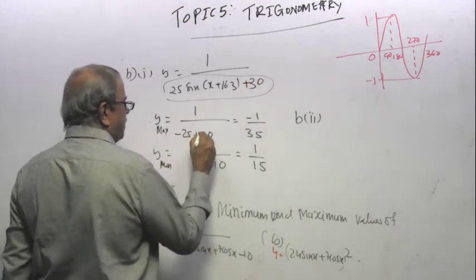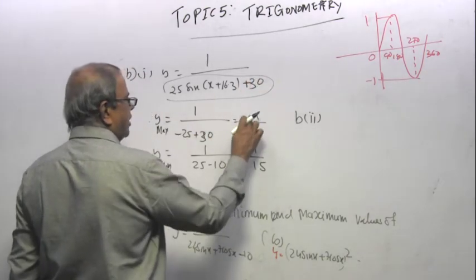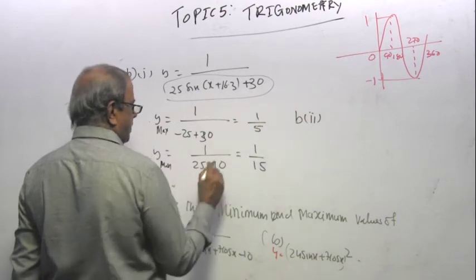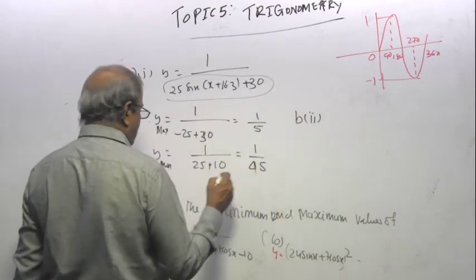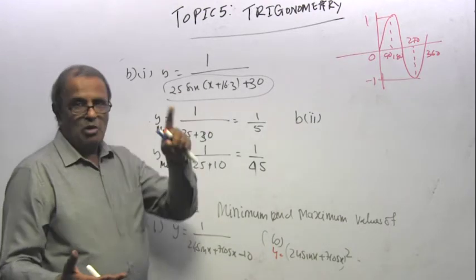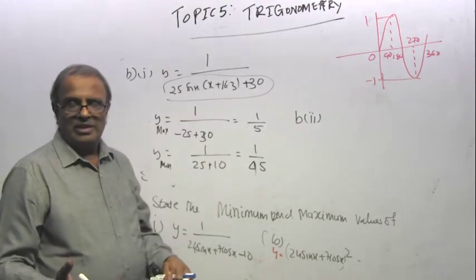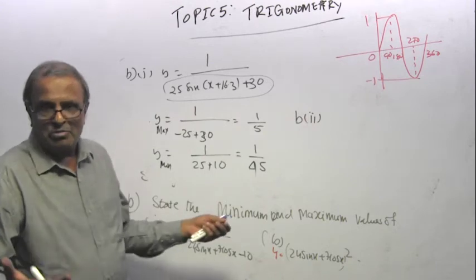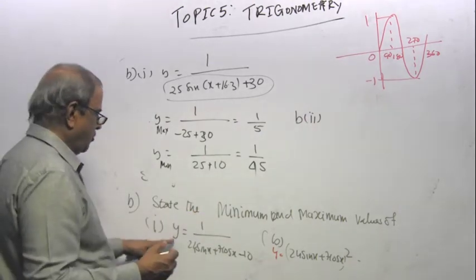So minus 25 plus 30 is 1/5. Then plus 25 plus 30. Now minimum and maximum makes sense, doesn't it? So I'm avoiding what you call an asymptote. Okay. What about this one?